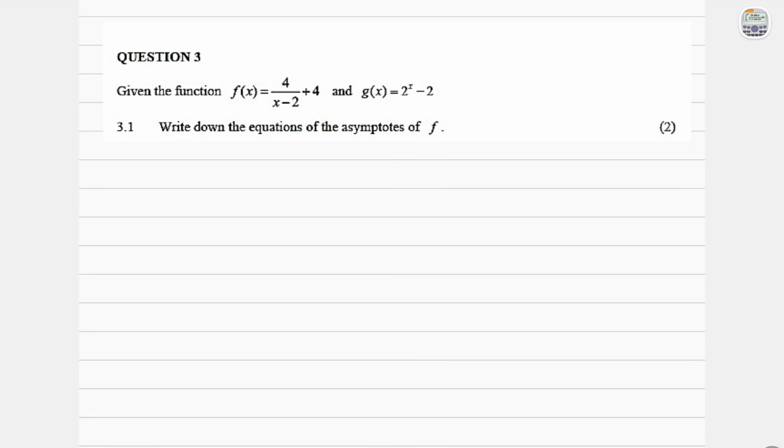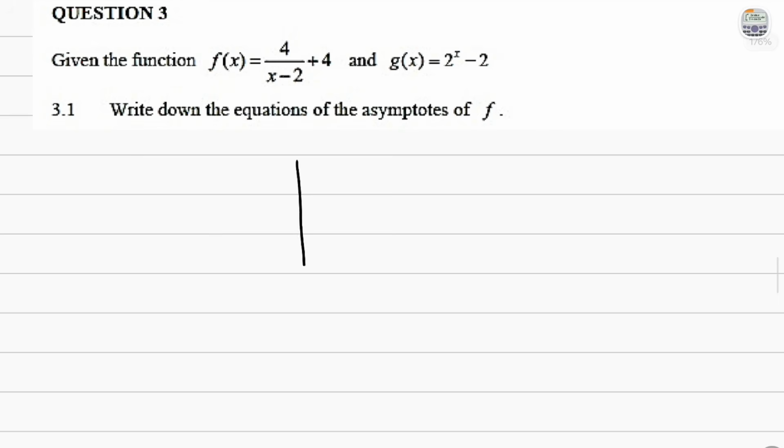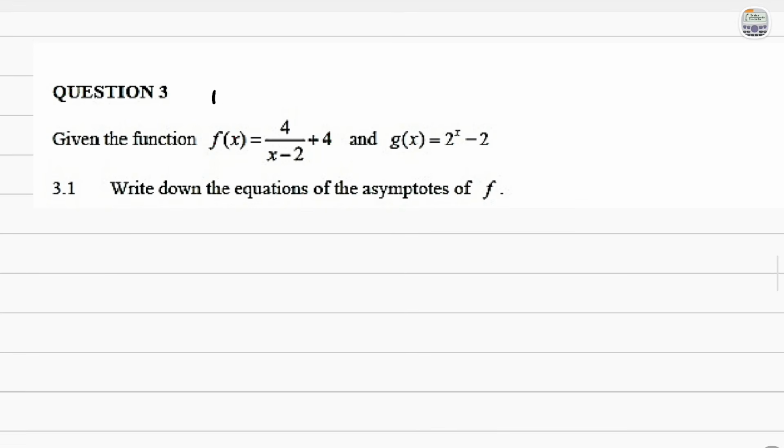Question 3 says, given the function f of x is equal to 4 over x minus 2 plus 4, and g of x equals 2 to the power of x minus 2. Write down the equations of the asymptotes of f. Okay, so f is a hyperbola, and you can see that it is in the form of y equals a over x minus p plus q.